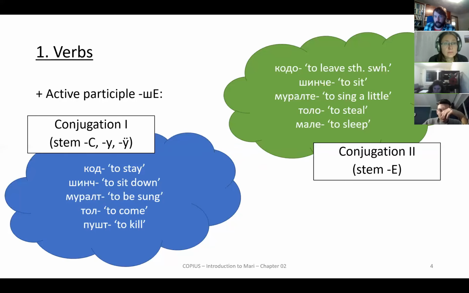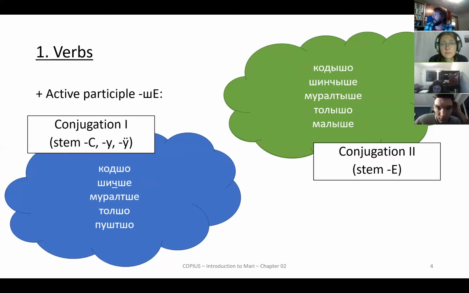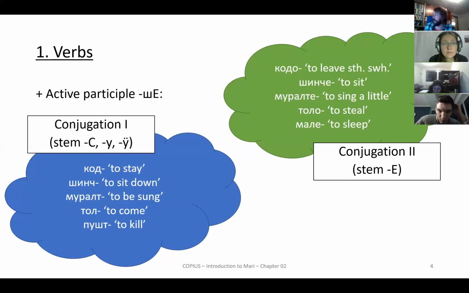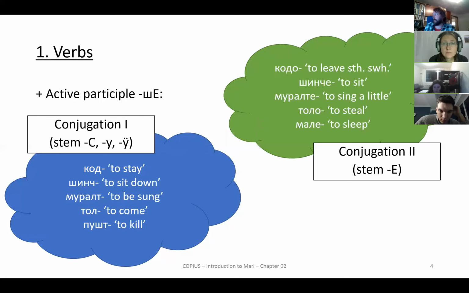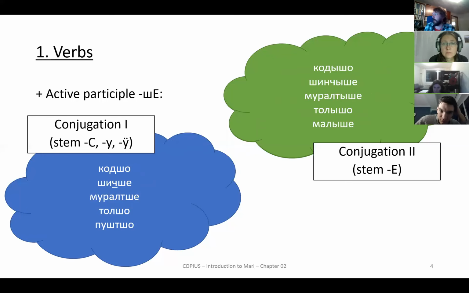If in the second conjugation class, however, we attach the same she, sho, she to the stem, kodo, to leave, becomes kodesho. Shinche, to sit, becomes shinche, muralteshe, tolasho, malashe. So you see that where we had these similar stems, they did not look identical yet. Kocho, kodesho, shinche, shinche, muralteshe, muralteshe. We're close, but we're not at exactly the same spot yet.